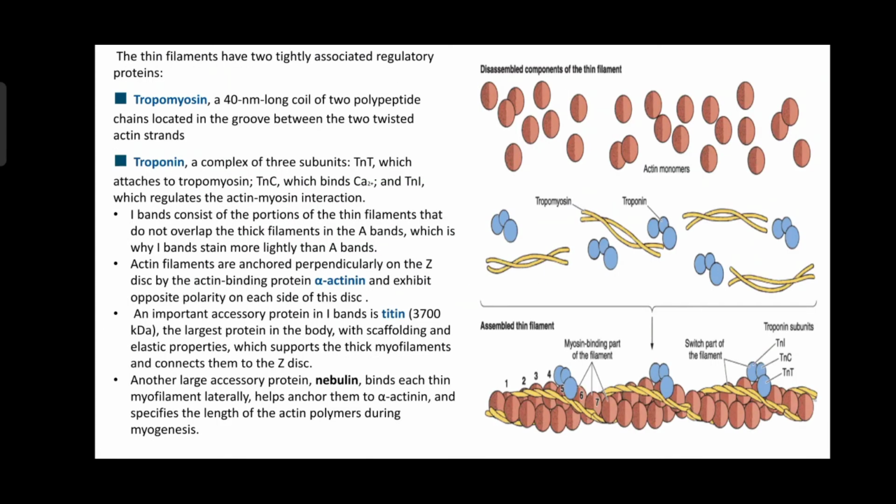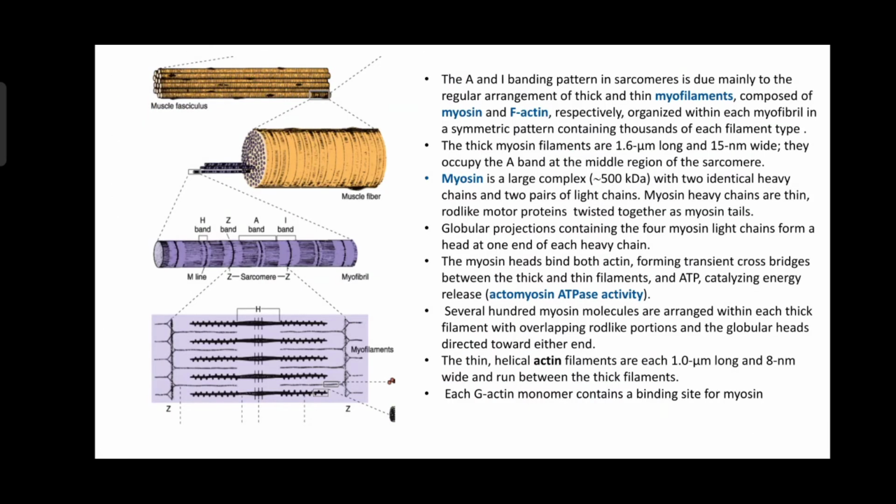Myosin is composed of two identical heavy chains and two pairs of light chains. Two pairs, listen carefully, means four light chains. I was very confused regarding this, and I don't want you to be confused. So two pairs means four light chains, and two identical heavy chains.